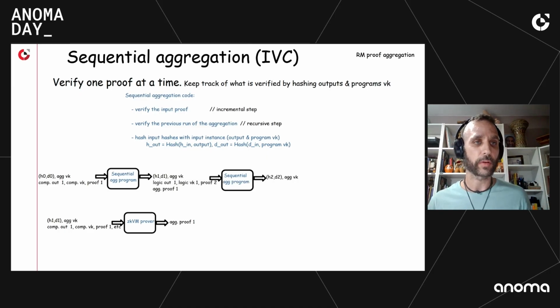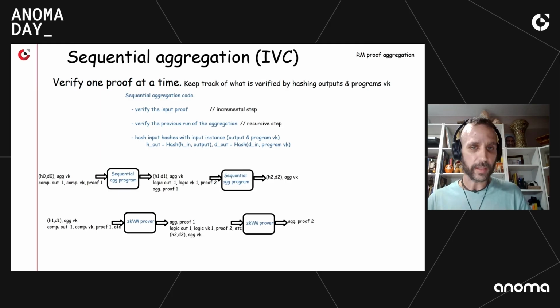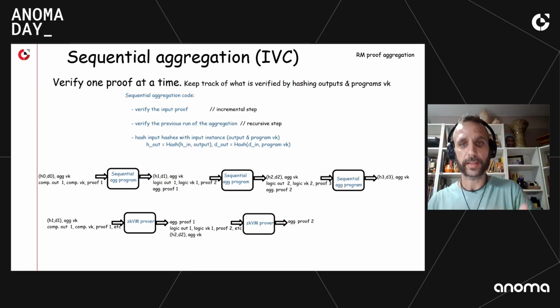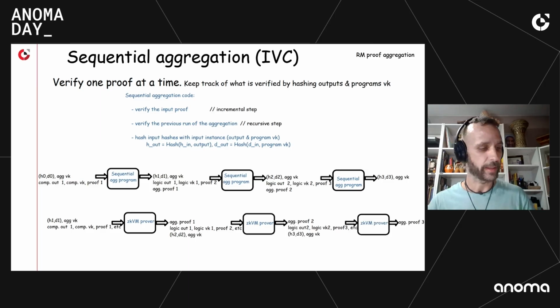And as output, it gives us an aggregation proof, the first aggregation proof. This first aggregation proof can then be fed into the next iteration of the sequential aggregation, which will verify this aggregation proof in the recursive step, and as well the incremental step would verify the first logic proof. Now we run the second: we generate the second aggregation proof, and then we feed it again to the sequential program to verify the second logic proof, and generate the final aggregation proof. Finally, this proof attests to the validity of the three input proofs of the transaction. Okay.